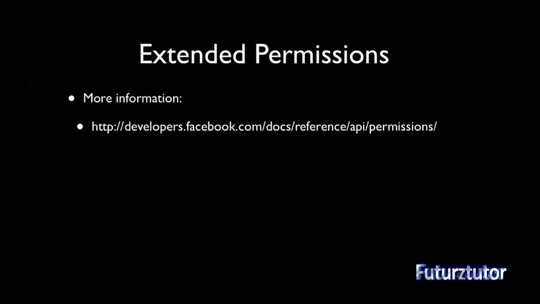For full information about all of the various types of extended permissions and where they're required, you can look at the developers.facebook.com docs and follow the links to reference, API, and then permissions. There you will see a full list of all of the data items and the various objects and operations which can be accessed via the Graph API, together with permissions required to access the information or to carry out the operation.